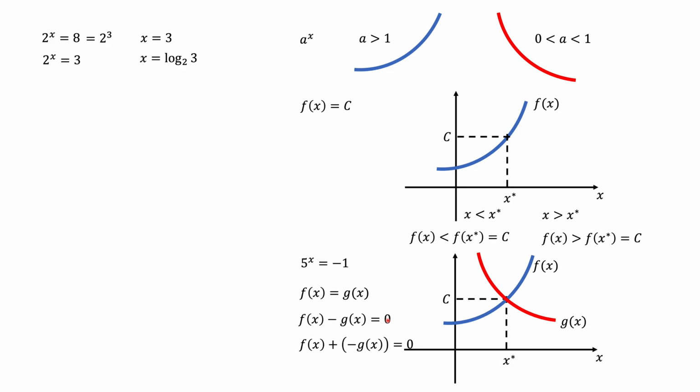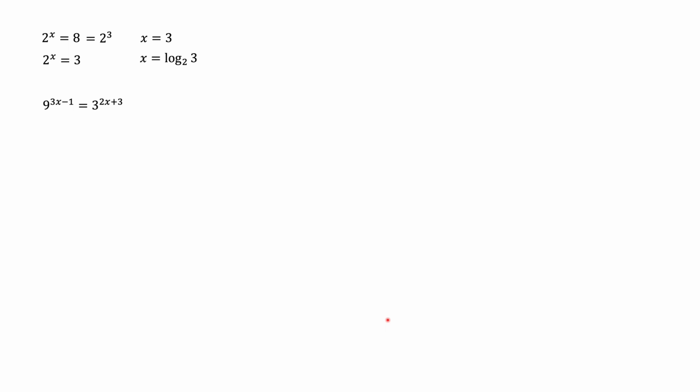All right, how can we use all this information? So let's start with an equation like this. 9 to the power of 3x minus 1 equals 3 to the power of 2x plus 3. First of all, let's use a property of exponential functions, that a to the power of b plus c equals a to the power of b times a to the power of c. If we apply this property, we're going to get something like this.